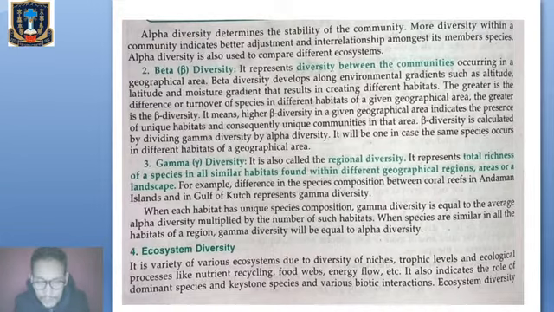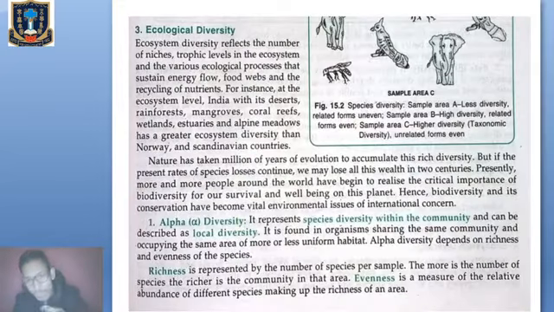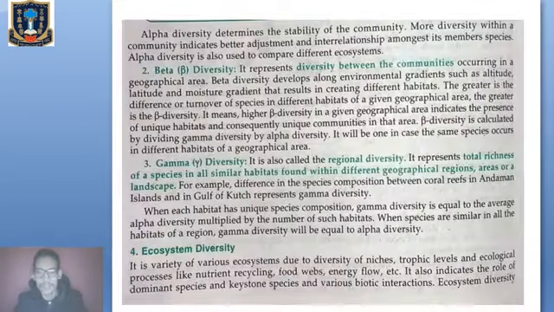Beta diversity represents the diversity between communities. So here, don't get confused. When we talk about the diversity within the community, that is called alpha diversity, and when we talk about the diversity between communities, that is called beta diversity. Beta diversity develops along gradients such as altitude and latitude in different habitats. So depending upon the latitude and the altitude, we will get beta diversity. Clear? Then the third one is gamma diversity, which defines the regional diversity.